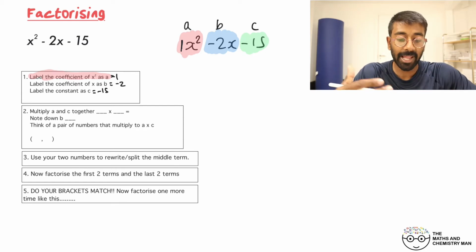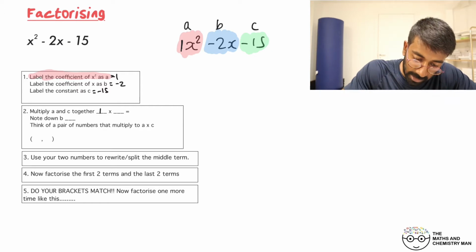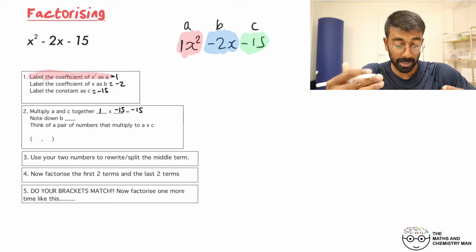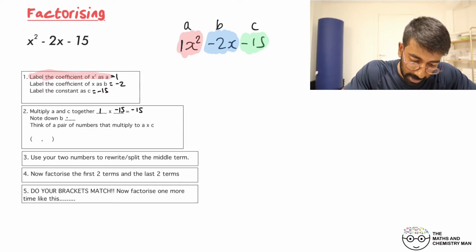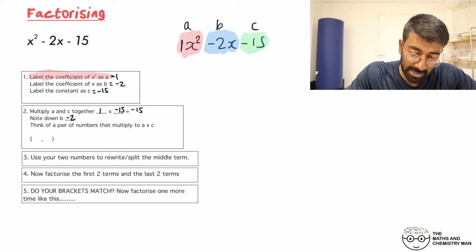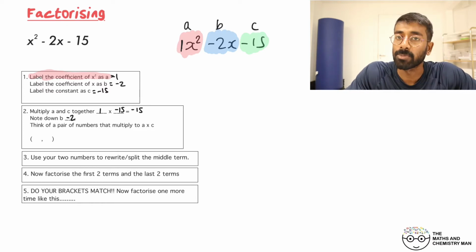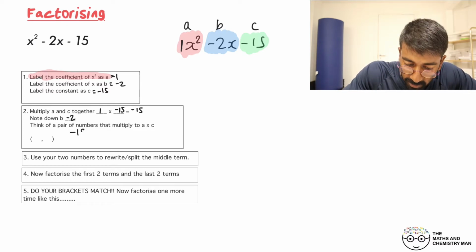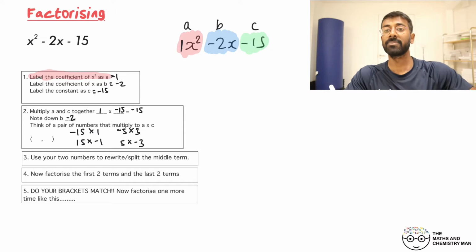Step 2, multiply a and c together. So that's 1 times minus 15, which is just minus 15. And we're going to make a note of what b is. So b is minus 2. Next, think of a pair of numbers that multiplies to make a times c. So what can multiply to give us minus 15? Minus 15 times 1, or 15 times minus 1, or maybe minus 5 times 3, or 5 times minus 3. There's our options.